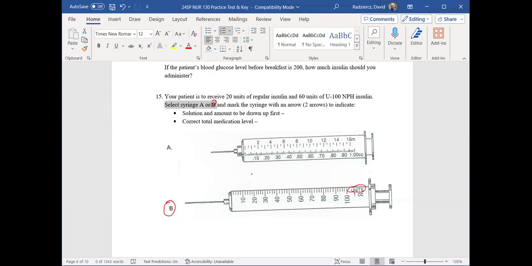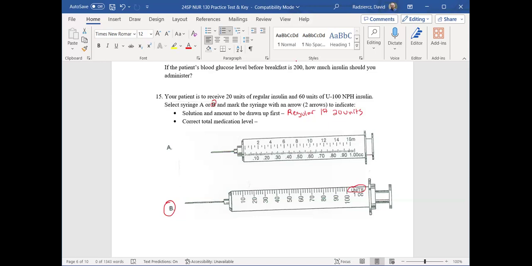Then it says solution and amount to be drawn up first. So you need to denote that, and I would even just write that you're going to draw up regular first. Okay, and the amount to be drawn up first is going to be 20 units. Now, you don't write that on the syringe. Basically, you want to look at the syringe as if it's in its final state. Okay, all the insulin is in the syringe at the end of the question, basically.